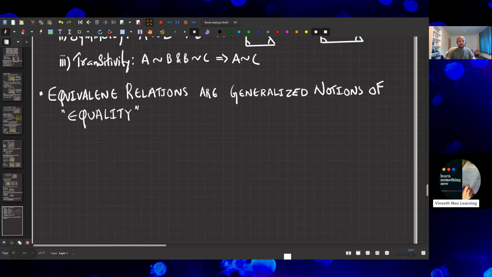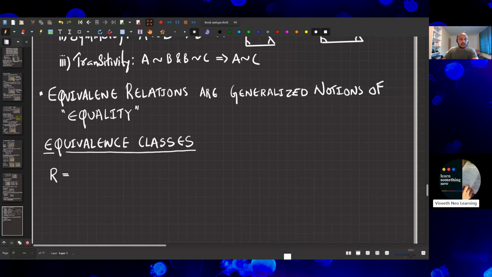Okay, so the next idea here is the idea of equivalence class. Equivalence classes are sets of objects that are equal under this equivalence relation, this generalized notion of equality. That becomes clear when we do this example.